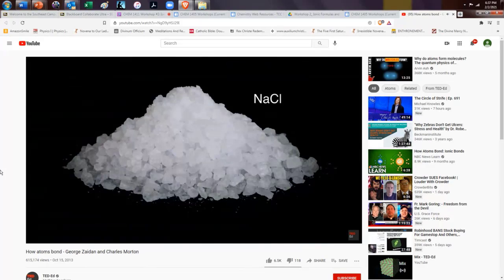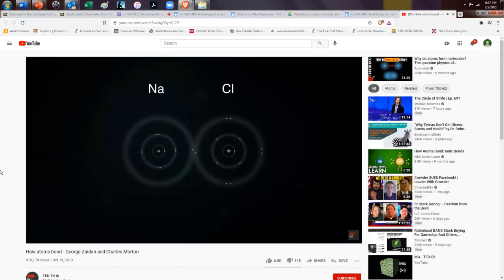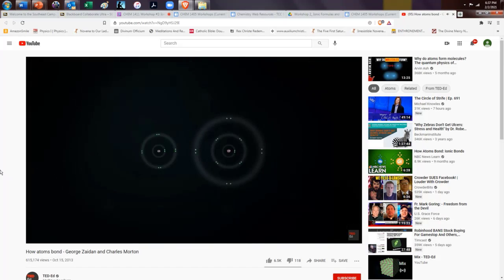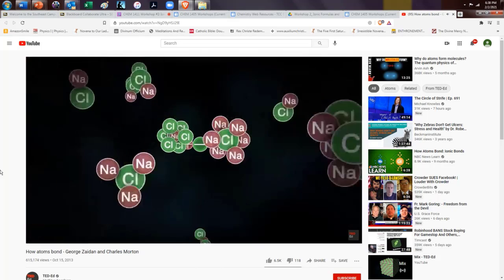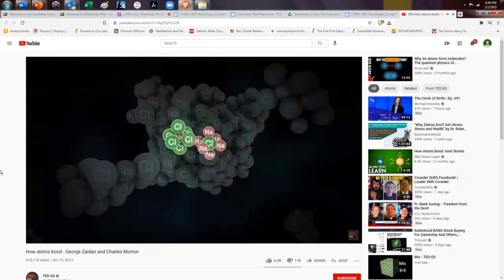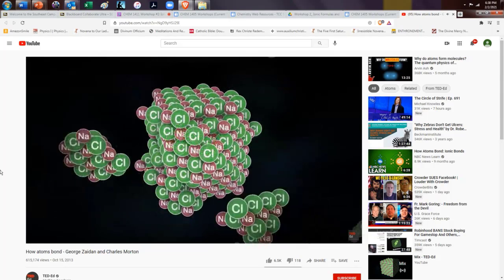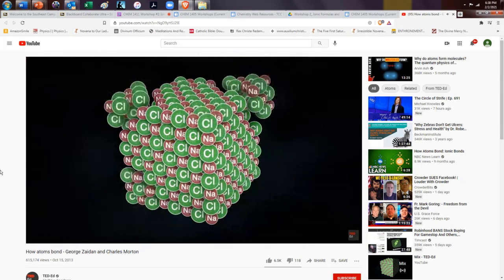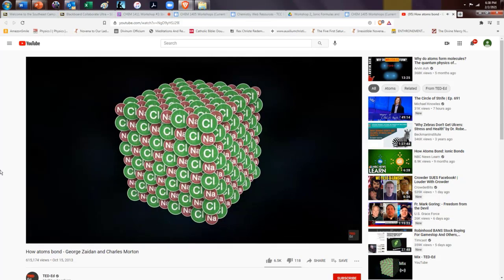Table salt, sodium chloride, is held together by ionic bonds. Every atom of sodium gives up one electron to every atom of chlorine. Ions are formed, and those ions arrange themselves in a 3D grid called a lattice, in which every sodium ion is bonded to 6 chloride ions, and every chloride ion is bonded to 6 sodium ions. The chlorine atoms never give the sodium atoms their electrons back.